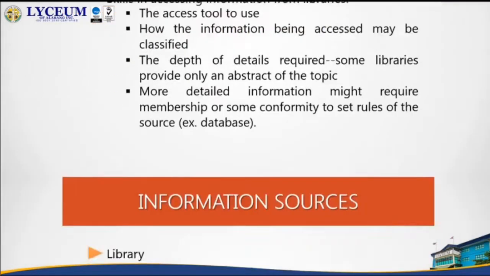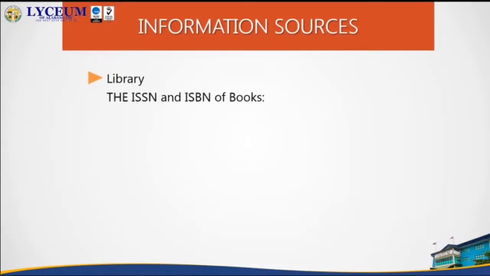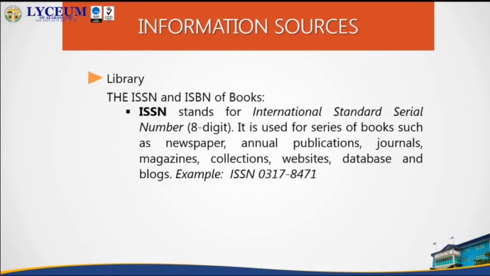Next, we have the ISSN and ISBN for books. ISSN stands for the International Standard Serial Number, which is an 8-digit number. It is used for series of books such as newspaper, annual publication, journals, magazine, collection, websites, database, and blogs. So this is an example.